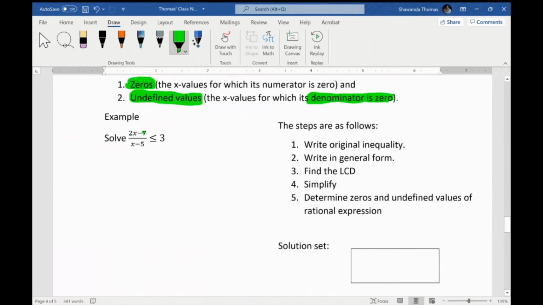So for example, y'all see this is a rational expression because it's a fraction. First thing we do, we're going to do the same thing we did before. What do we need to do first before we get started with the algebra part? Get 0 on one side, by subtracting 3. We get 2x minus 7 over x minus 5 minus 3 less than or equal to 0. Any questions about that first step? Let me know now.